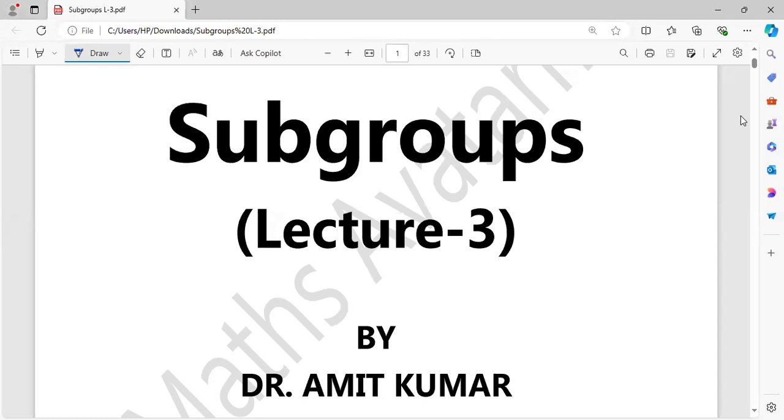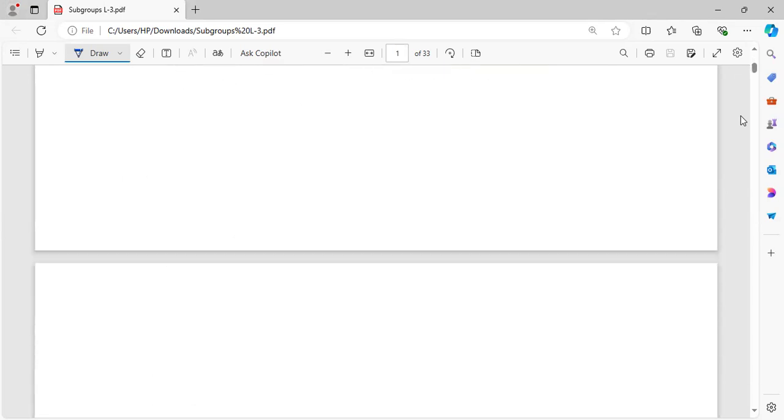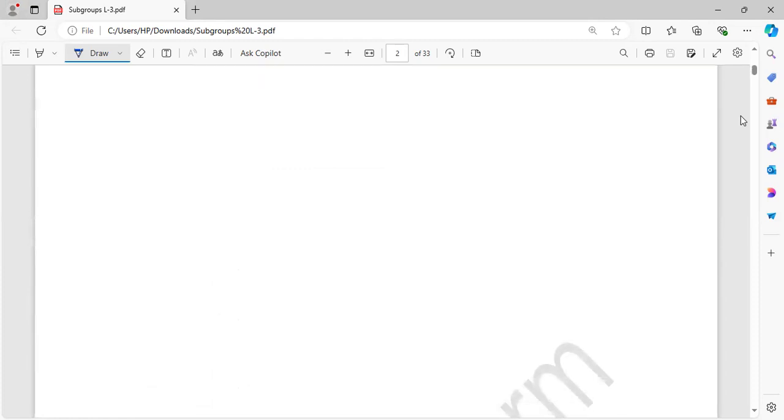So today we are going to see the third lecture on subgroups. In this lecture, we also find a necessary and sufficient condition for a non-empty subset of a group to be a group. Let's see how we'll start this lecture. So what are the results? You can say corollary or you can say theorem, it is up to you. So we are calling it theorem.